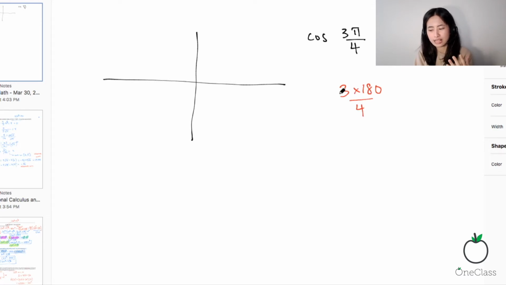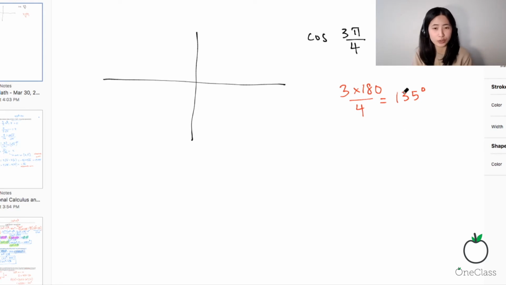Because some students, it still boggles them just looking at the angle, and they're not really sure where 3 pi over 4 is if they're reading this in radians. So what I tell my students, you know that pi is equal to 180 degrees. So all you have to do is convert this into degrees and then map that in your head and actually visualize that. Okay, so I know that 3 times 180 divided by 4 is equal to 135 degrees. So I know that 3 pi over 4 is in fact 135 degrees.